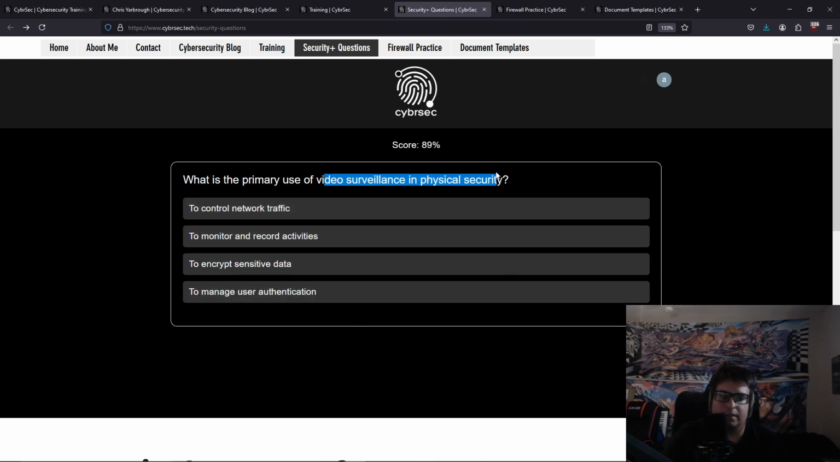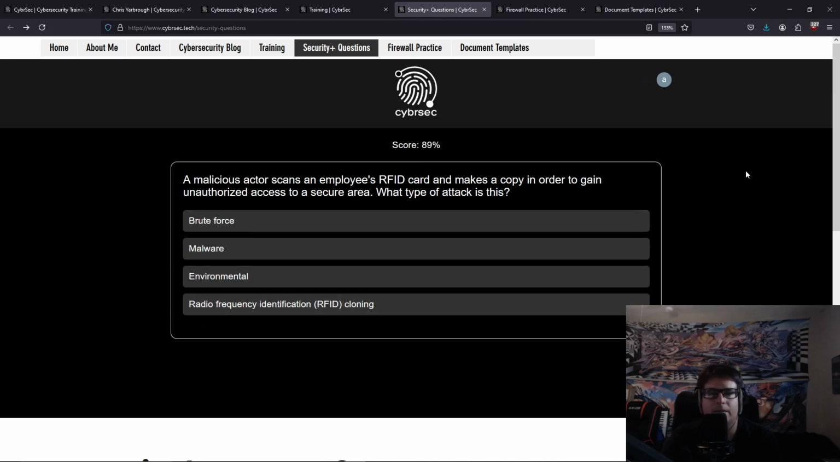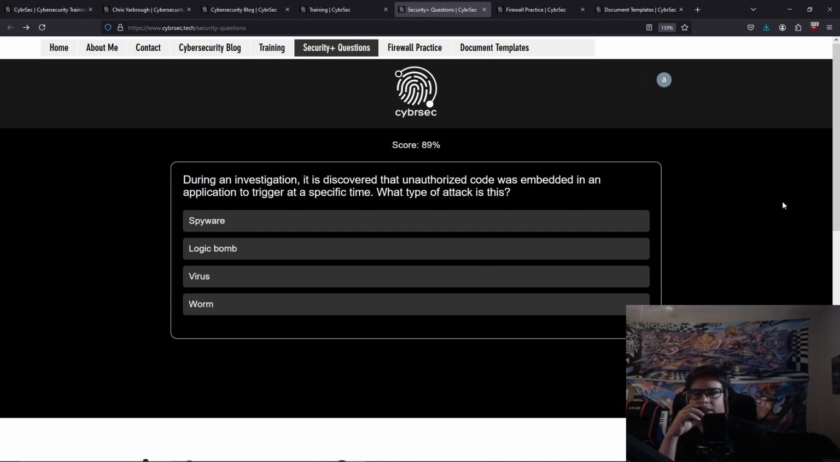Primary use of video surveillance to monitor and record activities. Which type of attack exploits the trust relationship between a user's browser and a website? Definitely answered this one, Christopher. A malicious actor scans an employee's card and makes a copy. What type of attack is this? Cloning. Correct. During an investigation, it is discovered that unauthorized code was embedded in an application to trigger at a specific time. A logic bomb, because it is triggering at a specific time.